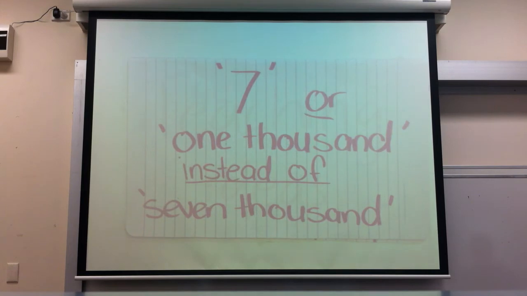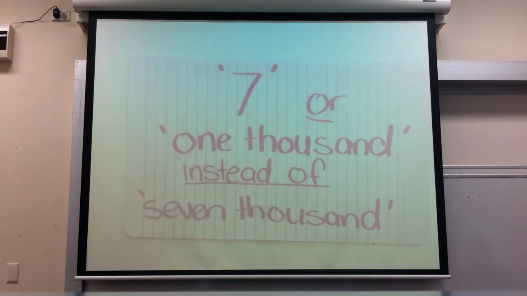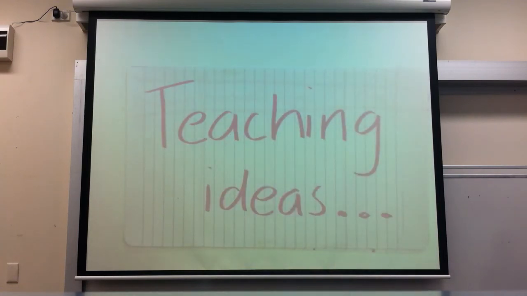Common misconception number 3. Student lacks the concept that the value of any digit is a combination of the face value of the digit and the place. For example, when asked what the value of the 7 is in 7,231, the student responds with 7 or 1,000 instead of its actual value of 7,000. We'll now explore some teaching ideas to overcome this.